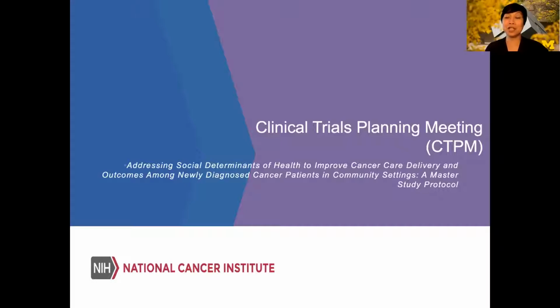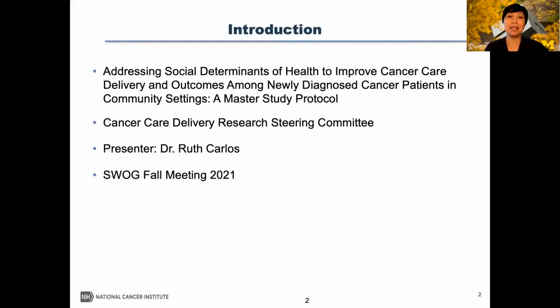Thank you, Scott, and thank you for the invitation. This presentation will focus on addressing social determinants of health to improve cancer care delivery and outcomes among newly diagnosed cancer patients in the community setting, and it is meant to follow the umbrella trial structure that has been done really well in the therapeutic space, for example, the NCI MATCH trial.